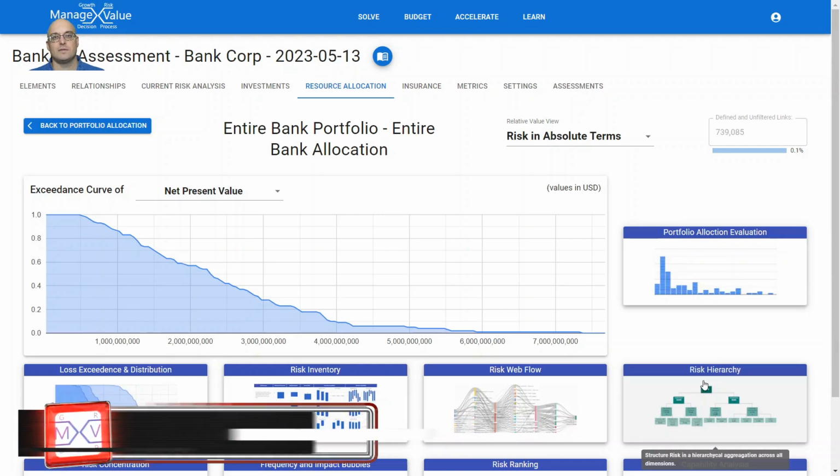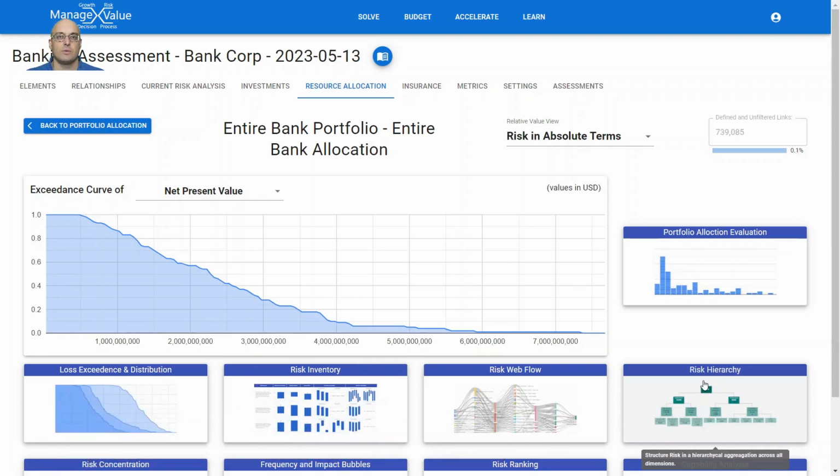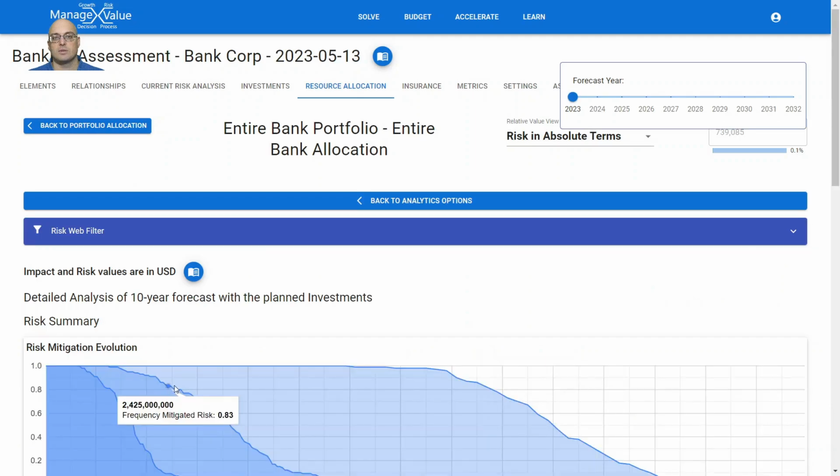In our previous video, we focused on the resource allocation and portfolio management capability of the ManageXValue risk quantification platform. In this video, we're going to remain on the portfolio allocation dashboards, but I want to focus on the concepts of risk tolerance instead.